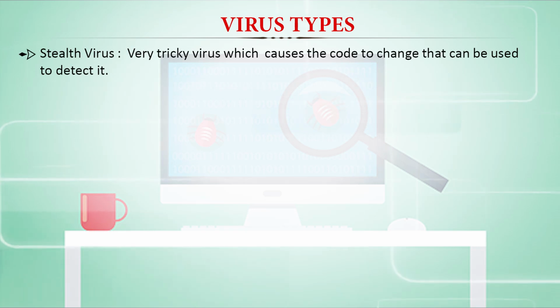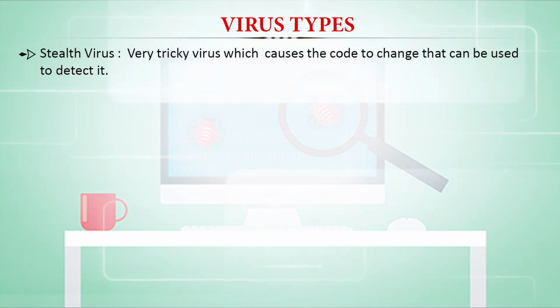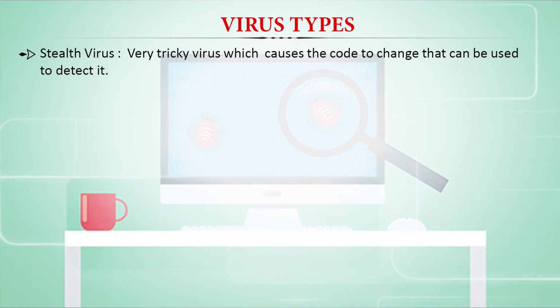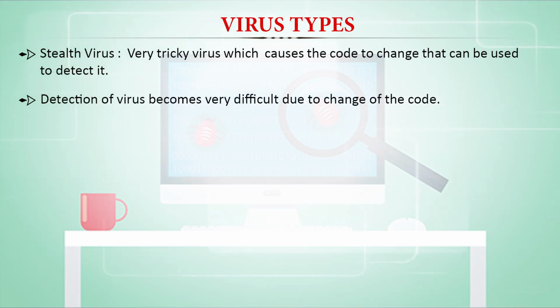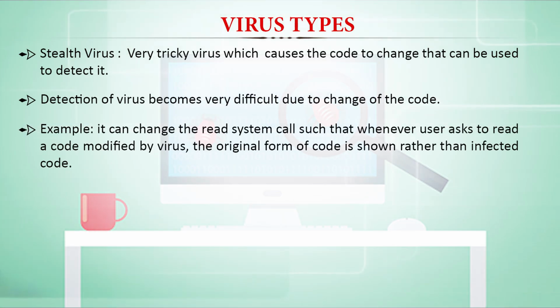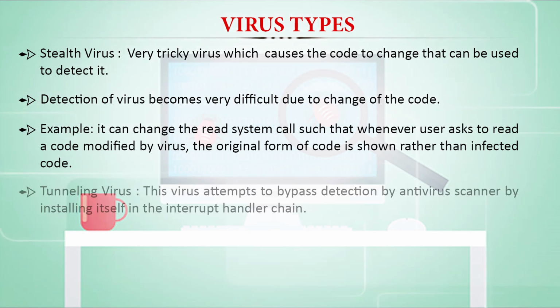There is the stealth virus, a very tricky virus which changes the code that can be used to detect it. Detection of the virus becomes very difficult due to the change of the code. For example, it can change the read system call such that whenever you ask to read a code modified by the virus, the original form of the code is shown rather than the infected code.